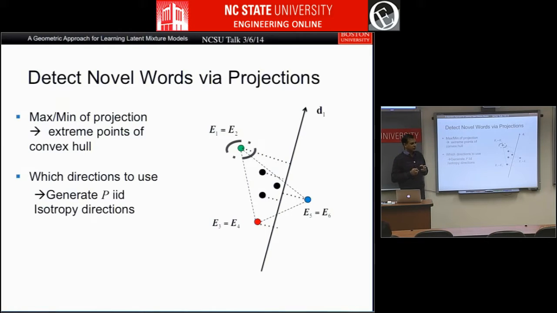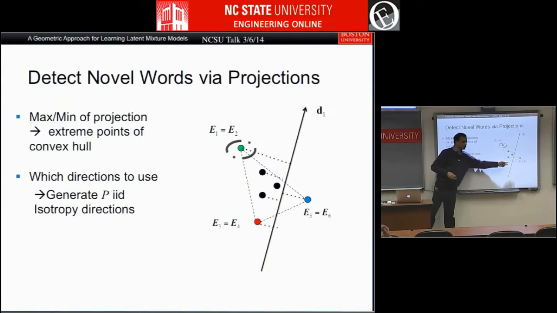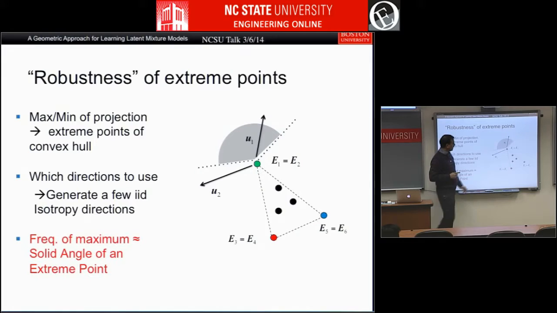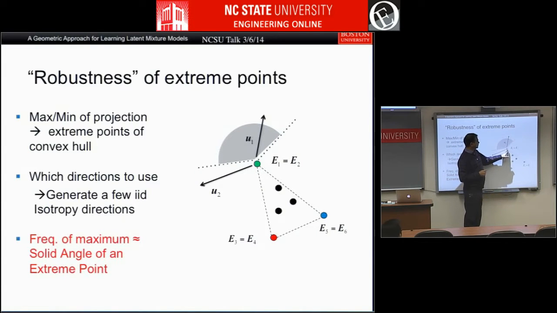Okay, how many such random projections do you need? Typically of the order of the number of topics, which is like 50. If you have 50 topics, the number of projections scales with 50. Why is that? It's somewhat related to the solid angle subtended by each one of those points. To see that, let's look at this picture. How many times does this word participate in being the maximum? Well, if your random direction falls anywhere in the shaded region, then this point will be the maximum value for every random direction that spans this.